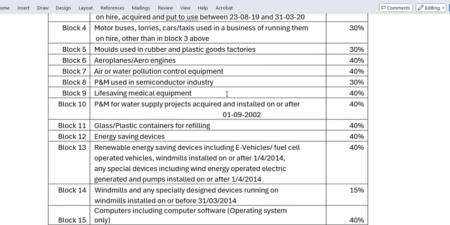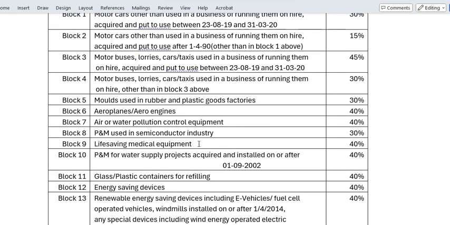Then life saving medical equipment 40%. Semiconductor industry, the plant and machinery used for the manufacture of semiconductors, for chips and other things, ICs and all, we get a depreciation of 30%. Aeroplane and aero engine 40%. Then moulds used in rubber and plastic goods factories 30%.